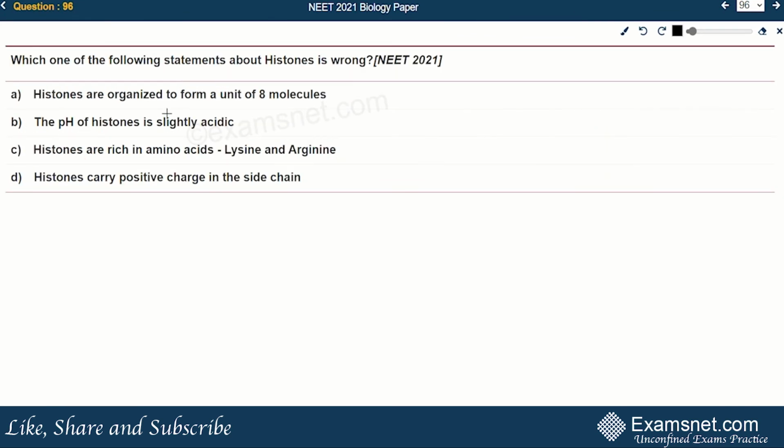Question number 96 is from the chapter Molecular Basis of Inheritance, class 12. And the question is, which of the following statements about histones is wrong? Okay, so we have to find out the incorrect statement. First one is histones are organized to form a unit of 8 molecules. So this is a correct statement. Okay, histone consists of 5 types of molecules: H1, H2A, H2B, H3 and H4. Okay, out of which 4 occur in pair.